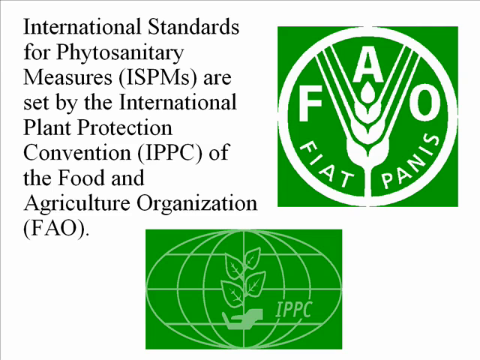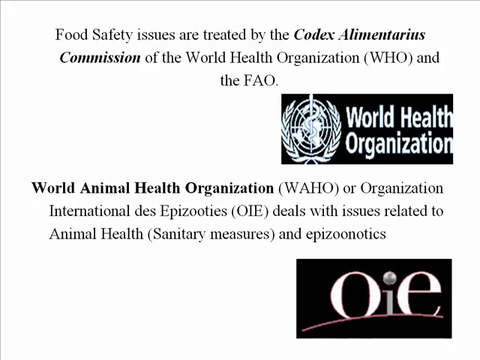Operational arrangements concerning food safety are treated by the Codex Alimentarius Commission of the World Health Organization and the FAO, while the World Organisation for Animal Health, or Office International des Epizooties, deals with issues related to animal health and thereof.